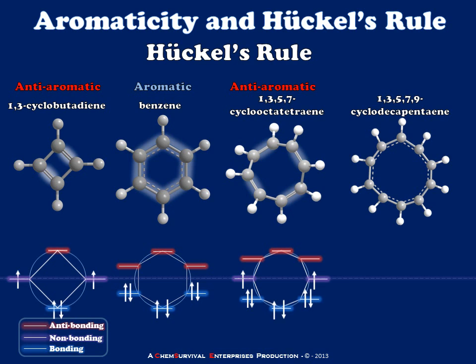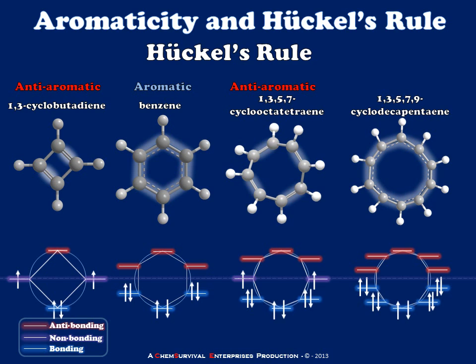Now the cyclodecapentaene molecule, on the other hand, creates a Frost circle which looks a little bit more like benzene, where there are sufficient bonding MOs to hold all 10 of the pi electrons. So in this case, we expect those pi electrons will have a free run of the ring, meaning that it is an aromatic compound.